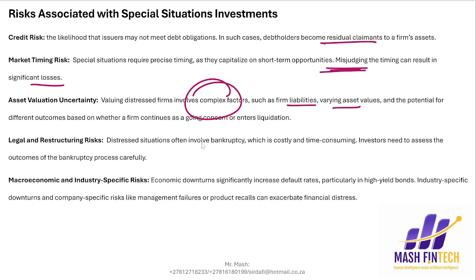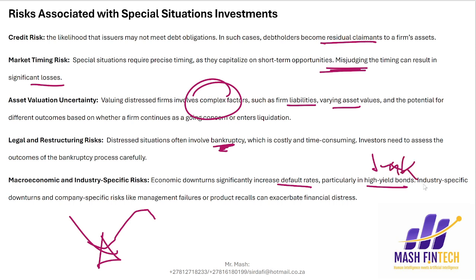Distressed situations often involve bankruptcy, which is very costly and time consuming. So investors need to assess the outcomes of the bankruptcy process carefully. And then macroeconomic and industry-specific risks. Remember, the macroeconomy goes through a business cycle where there are recessions and booms and contractions and so forth. So if the economy goes to this trough in the downturn, this increases the risk of default, especially for high yield bonds, your junk bonds.